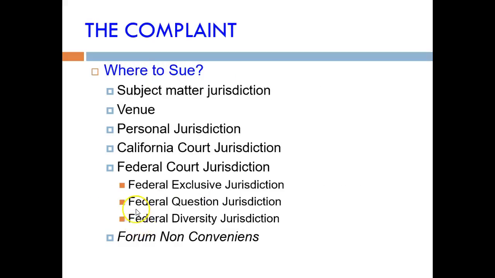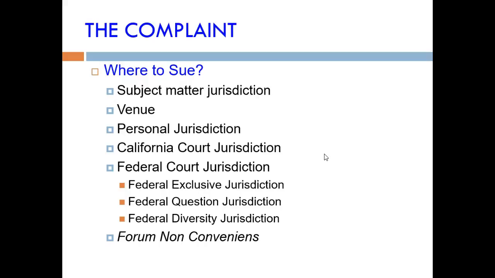Okay, let's go on to where do we sue. There's a couple questions about that. It's not only what jurisdiction do we sue in, but also within that jurisdiction where we sue is also important. It's called venue. I'll talk about it in just a second. Subject matter jurisdiction means, does the court that we want to file in have what we call subject matter jurisdiction? It means that they have jurisdiction over the subject matter of our case.